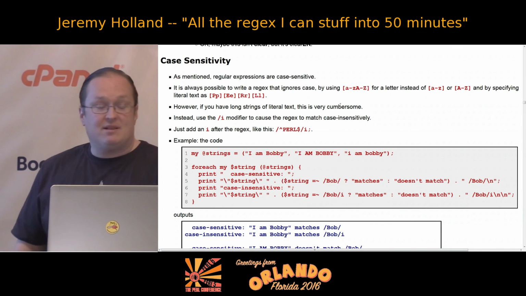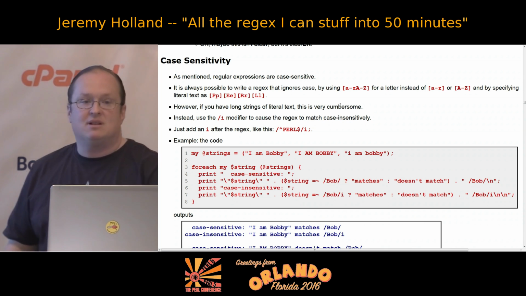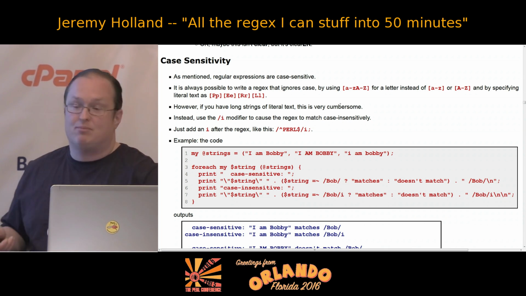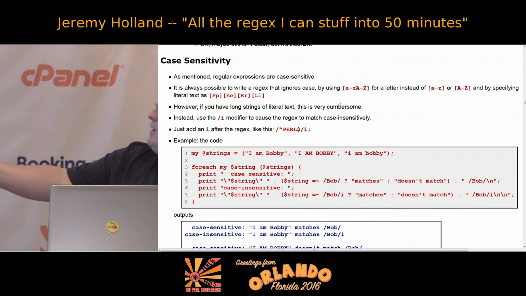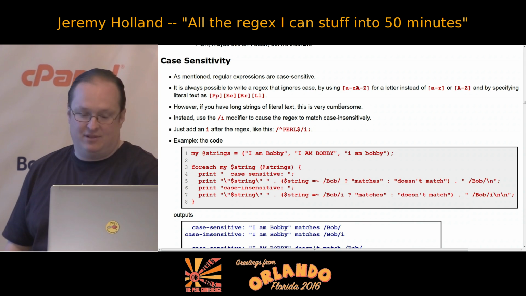So I've mentioned several times that regexes are case sensitive. You can always literally match an upper or lowercase letter using a character class, but if you have long strings of literal text in your regex, that's pretty cumbersome. If you put an i modifier at the end of your regular expression like this, and then when you use that regular expression, it means treat this pattern case insensitively.